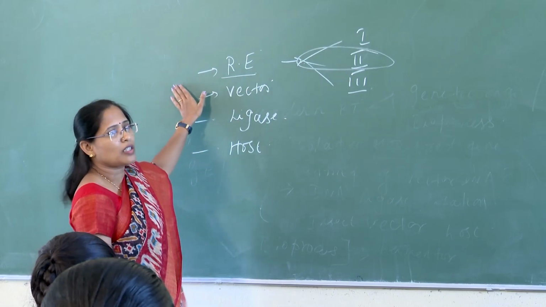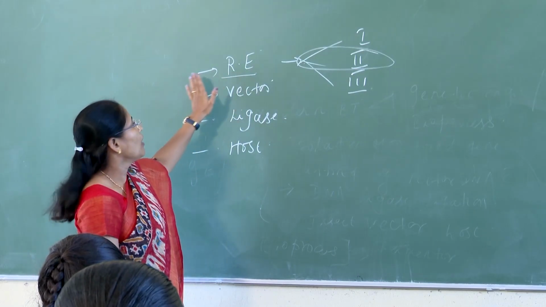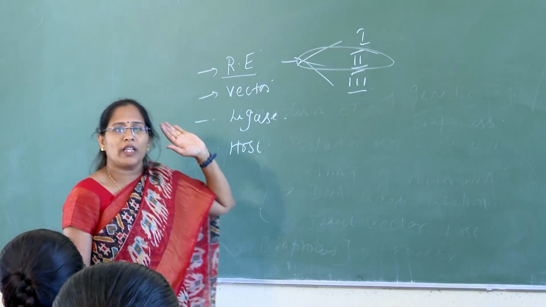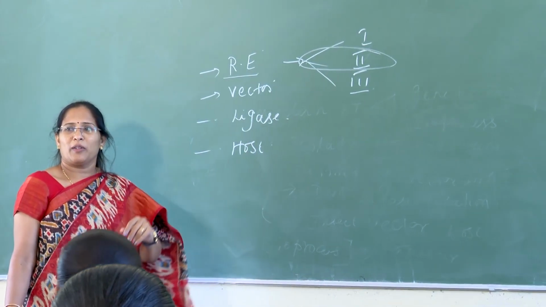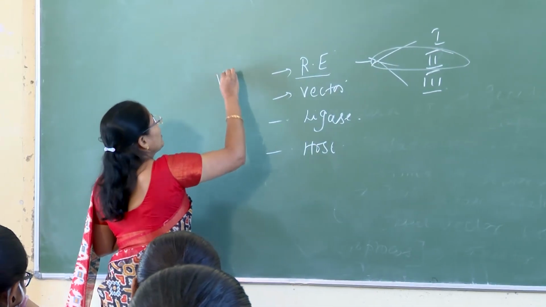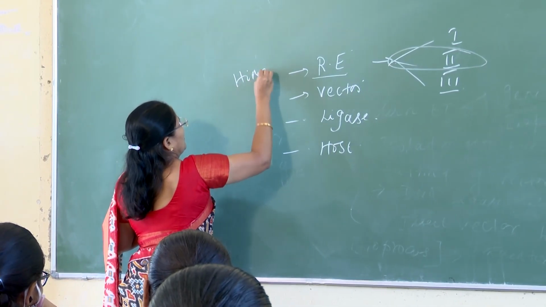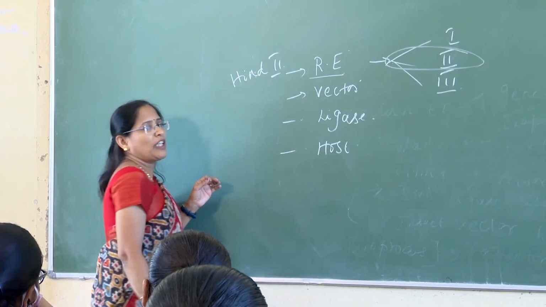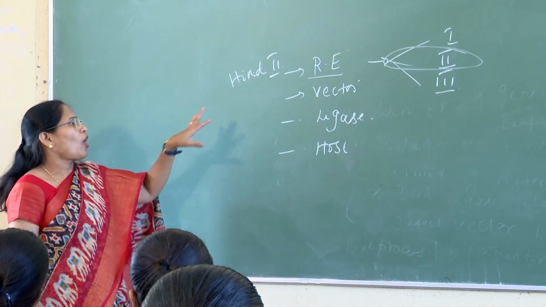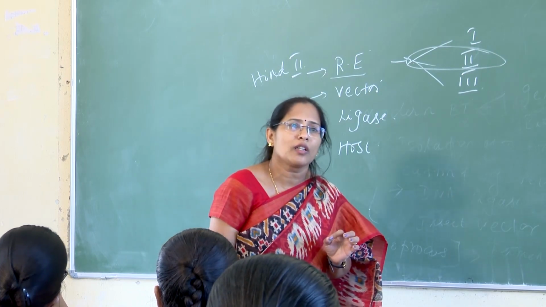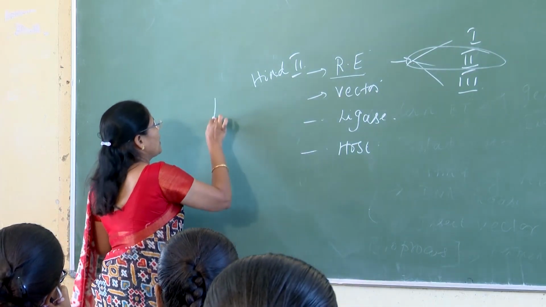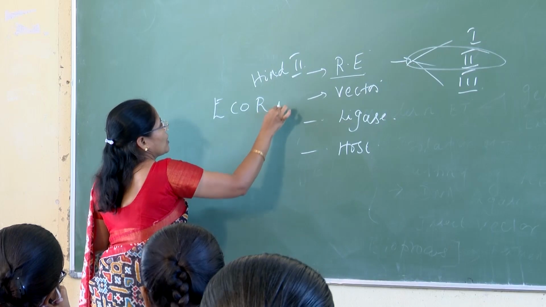Which is the first developed restriction endonuclease, 2 or 3 or 1? 2. But in your whole book, which is the common restriction endonuclease that you are coming across? EcoRI is what you are coming across.